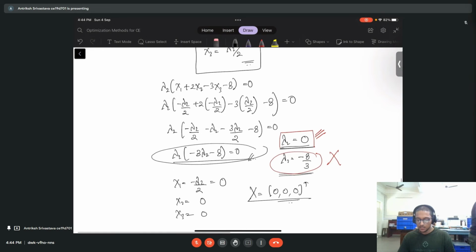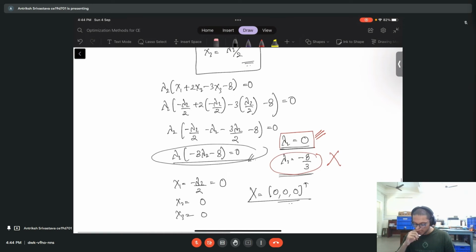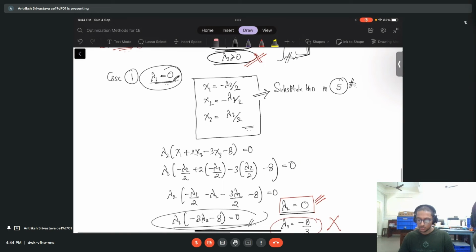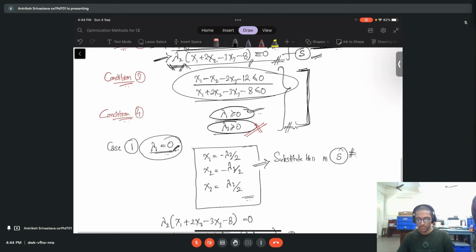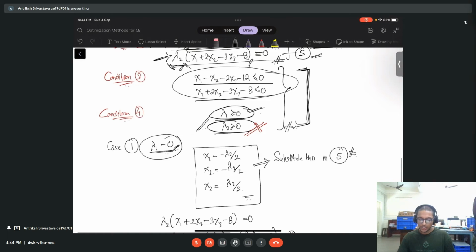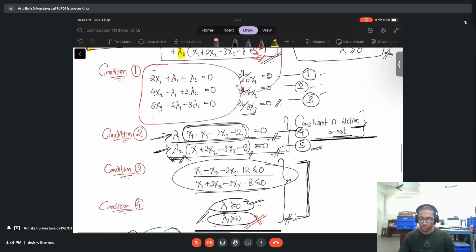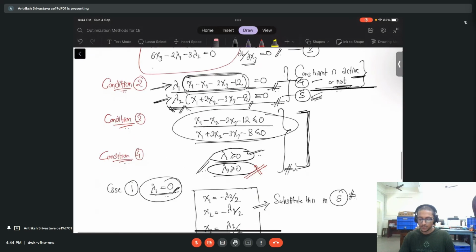Now let's see whether these values satisfy the constraint. We already know we assumed lambda 1 to be 0 and lambda 2 comes out to be 0, so they both satisfy this inequality. And we got these values by solving equations 1, 2, 3, 4 and 5, so they will definitely satisfy these equations. Let's see whether they satisfy these inequalities or not. So what do you think? Do they satisfy this inequality?